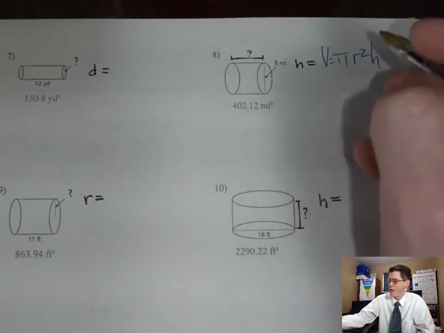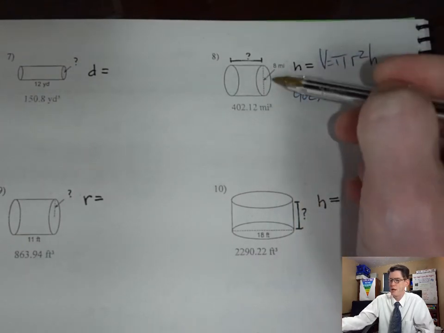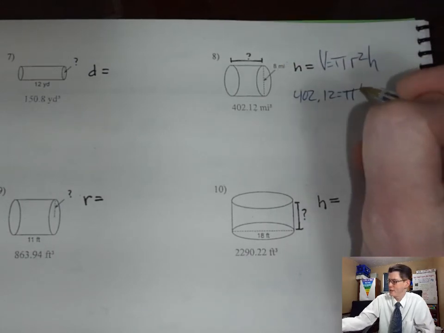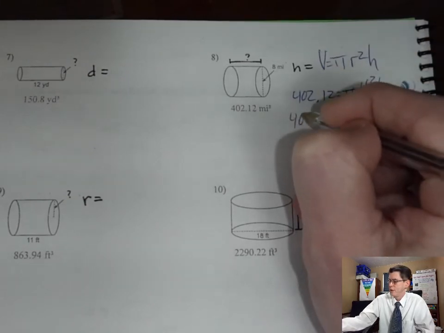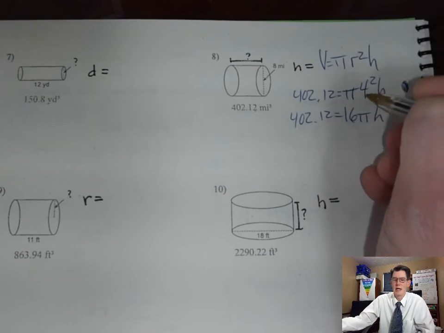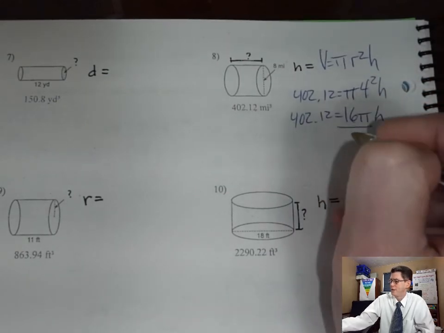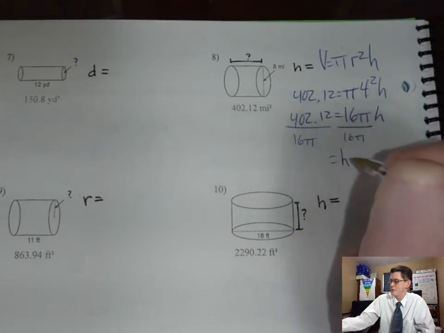Volume is pi r squared h. So the 402.12 is pi times, be careful on the radius. It's not 8. The radius is not 8. The radius is 4 squared h. So 402.12 is 16 pi h. I just squared it and changed the order so it looks like you'll see it in high school. And then divide the 16 pi off to get the answer in the answer key.